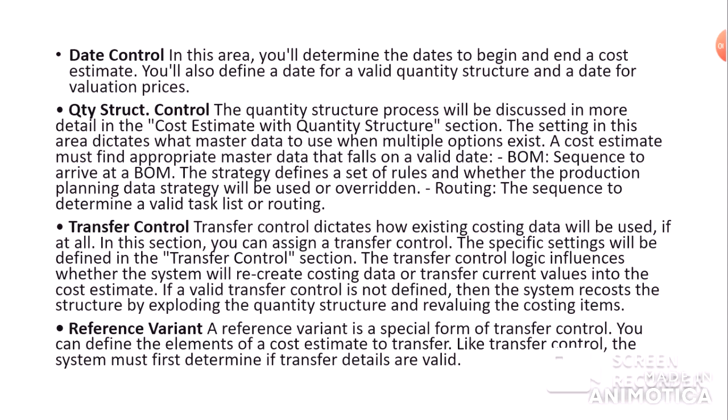If a valid transfer control is not defined, then the system recasts the structure by exploding the quantity structure and revaluing the costing items. Reference variant. A reference variant is a special form of transfer control.